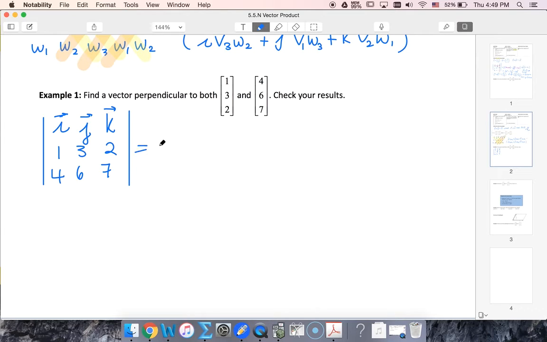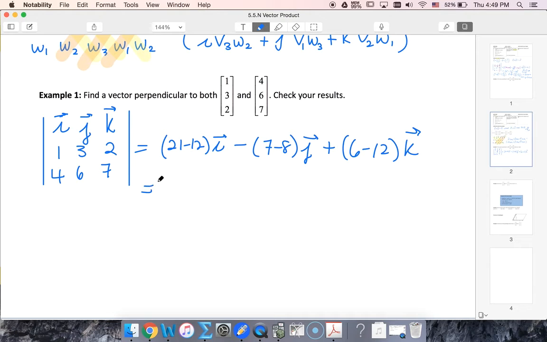So I'm going to say that this is equal to, ignoring these two, 21 minus 12, and that goes with my i. And now minus, ignoring these two, 7 minus 8, goes with my j, plus, ignoring these two, 6 minus 12, goes with my k.